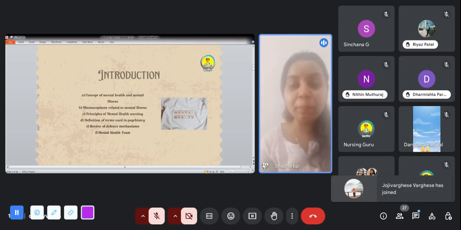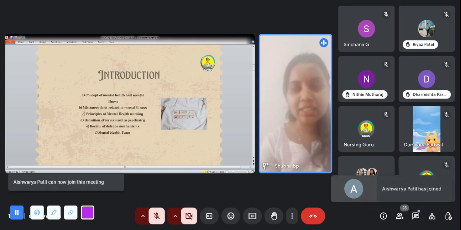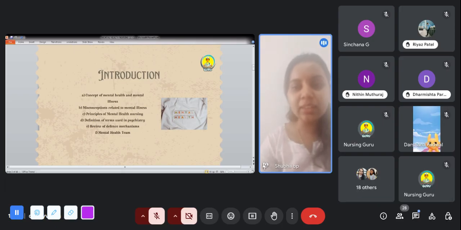The next important thing is the principles of mental health nursing. This is a very important question for your examination, for 3 marks. Sometimes they will ask for 5 marks: define mental health and write the principles of mental health nursing. Or sometimes they will ask directly for 3 marks: write the principles of mental health nursing. So you know the meaning of principle.